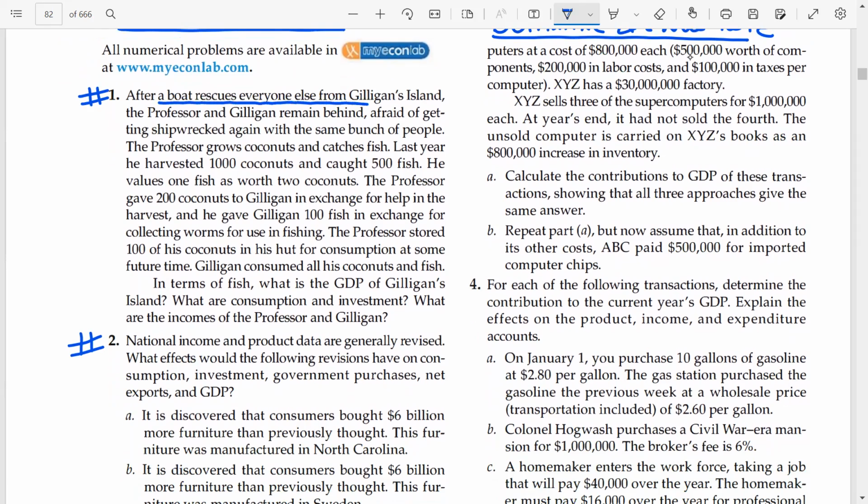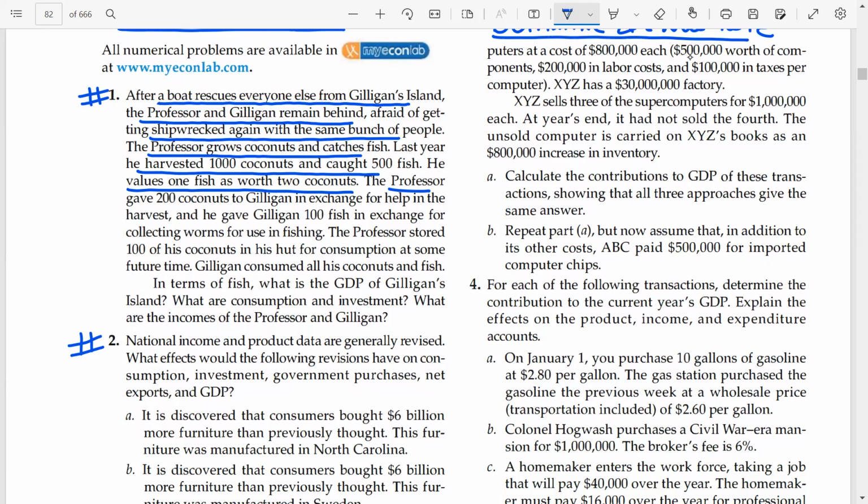After a boat rescues everyone else from Gilligan's Island, the professor and Gilligan remain behind, afraid of getting shipwrecked again with the same bunch of people. So the line tells us that both of them are quite introverts. The professor grows coconuts and catches fish. Last year, he harvested 1,000 coconuts and caught 500 fish. He values one fish as worth 2 coconuts. So one fish for him is equal to 2 coconuts.